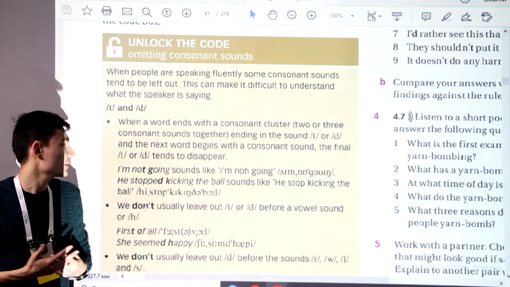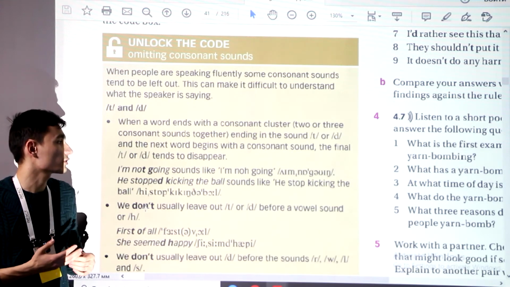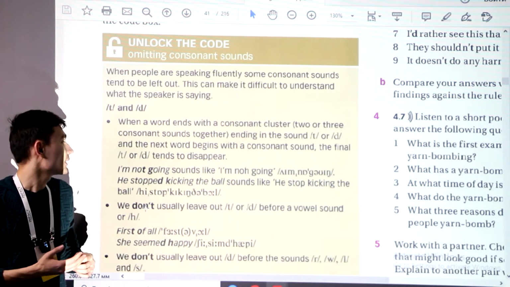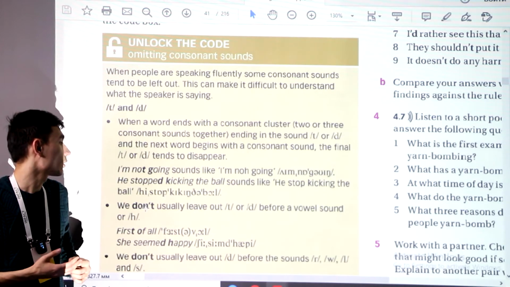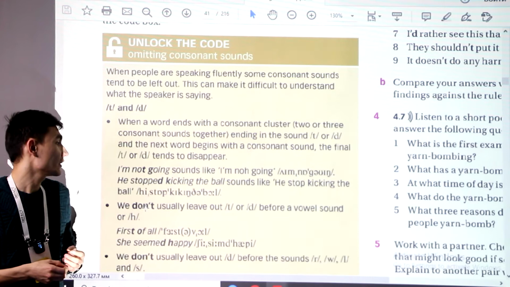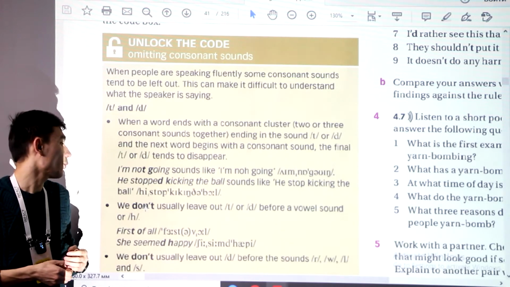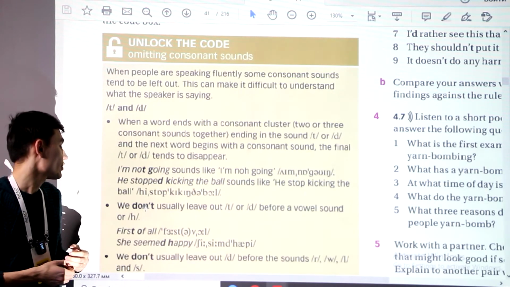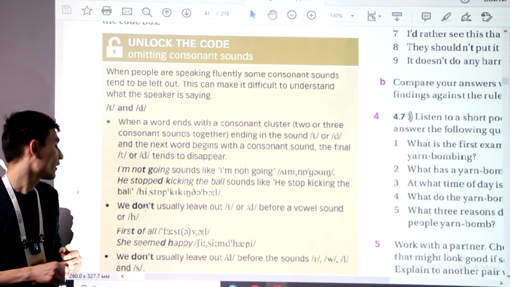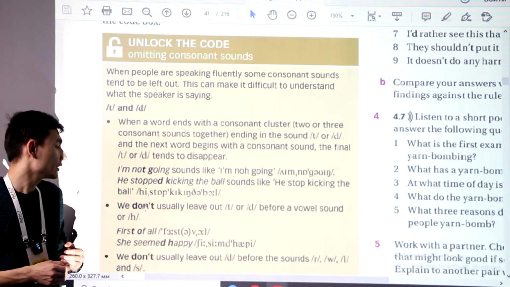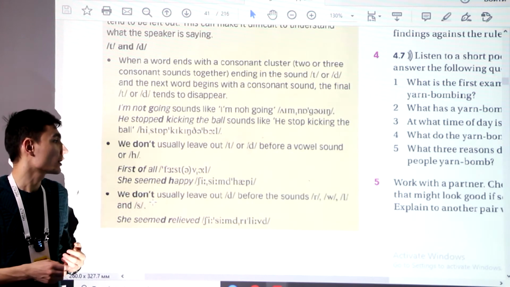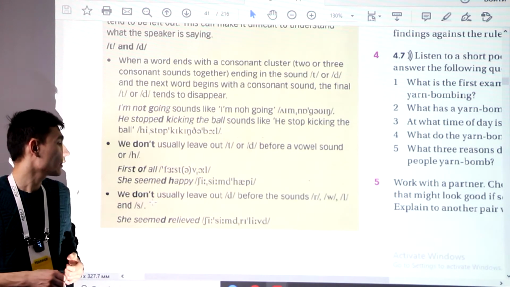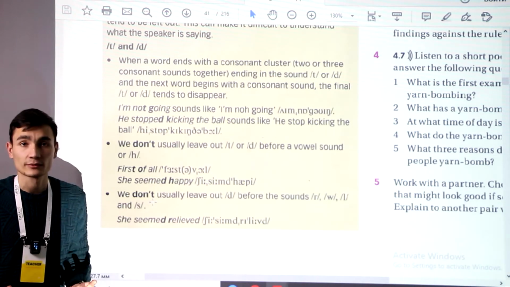And here the example is, I'm not going to sounds like I'm not going to. He stopped kicking the ball sounds like he stopped kicking the ball. And here, we don't usually leave out t or d before a vowel sound or h. And here the example is, she seemed happy. We don't usually leave out d before the sounds r, w, l, and s. And here the example is, she seemed relieved.